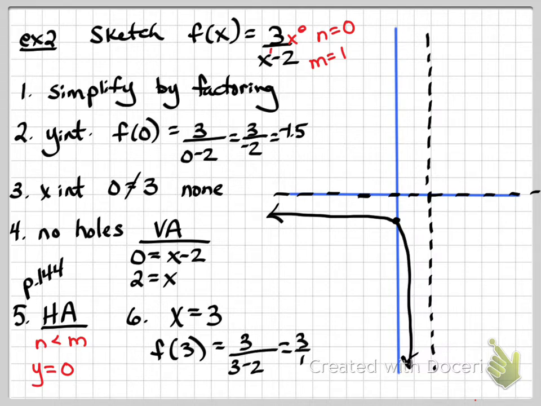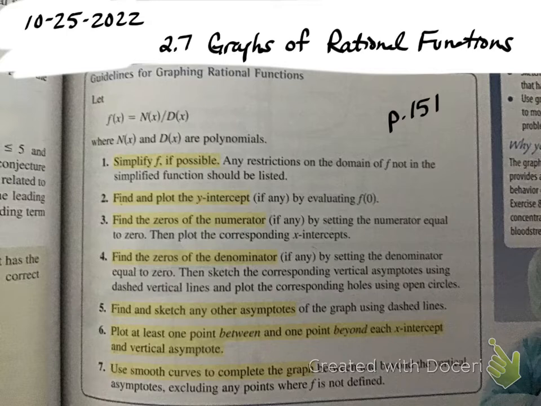So that's 3 over 1, or just 3. So that means the ordered pair x equals 3, y equals 3 is on this graph, which is right here. That's enough for us to know that this is the quadrant that our other part of the hyperbola is in. And step 7 just says use smooth curves to complete the graph. Rational functions have smooth curves, not points like absolute value graphs.